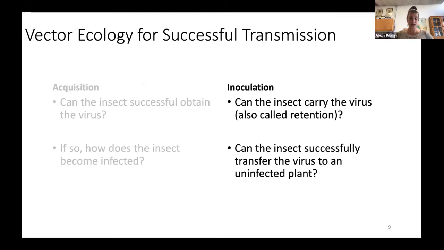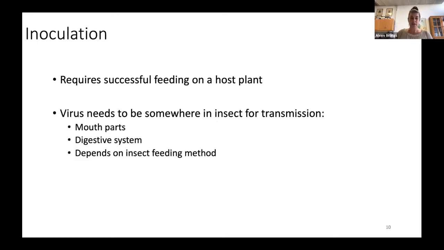The next phase is inoculation. This part consists of the retention and passing of the virus. If the insect can acquire the virus, does it then carry that virus, which we call retention, and then can it pass it along? The inoculation phase requires the successful feeding on a host plant in order for the virus to be passed.